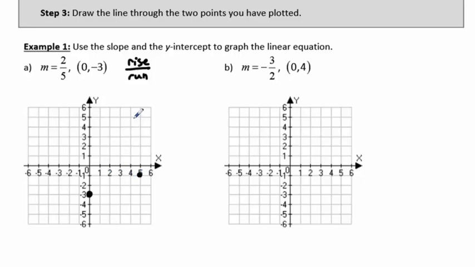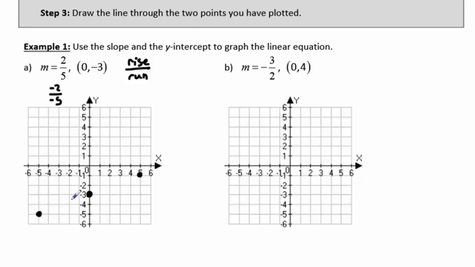I can also do this in the other direction because 2/5 is the same thing as -2 over -5. Two negatives will make a positive, right? So -2 over -5 is the same thing as 2/5. So instead of going up 2, I can go down 2. Instead of going forward 5, I can go back 5.